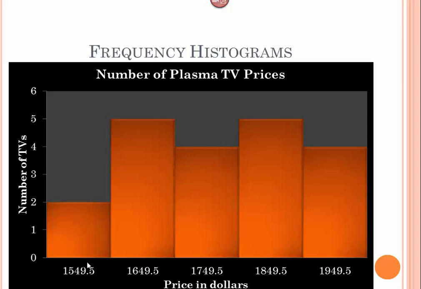Now, labeling it with the midpoint, if you'll notice, I put the number right in the middle of the bar, and that's the appropriate way to do it if you are using the midpoint to label your histogram. If you want to label it the other way, you would put the 1500 in this location, and then the 1600 right here at the next lower class spot, and then 1700, 1800, 1900, and 2000.